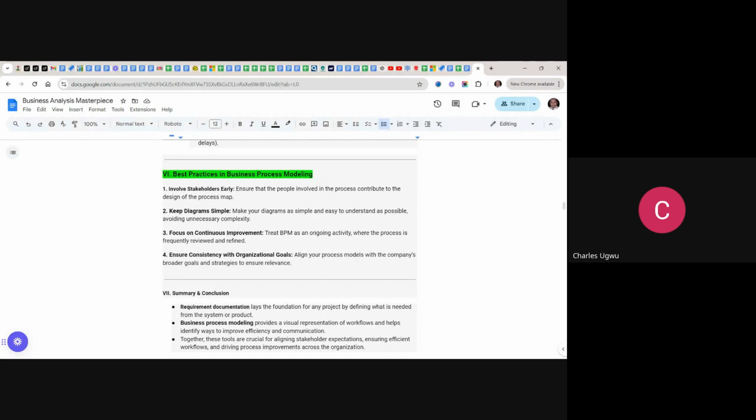So, number 4, ensure consistency with organizational goal. Align your process model with the company's broader goals and strategies to ensure that it's relevant.